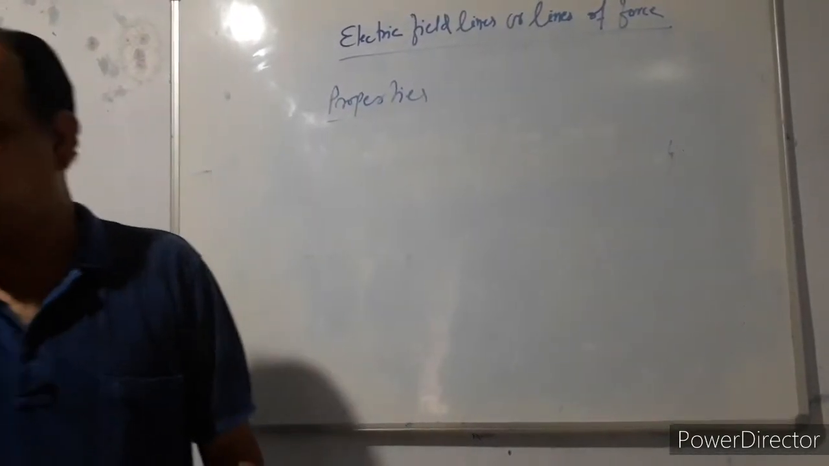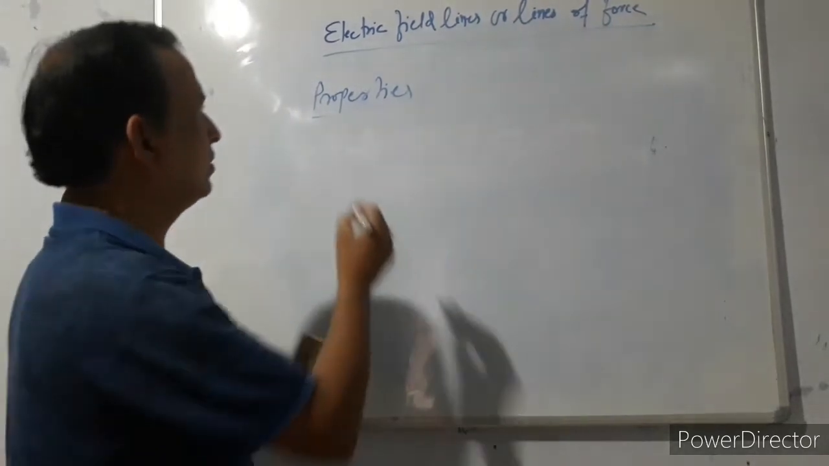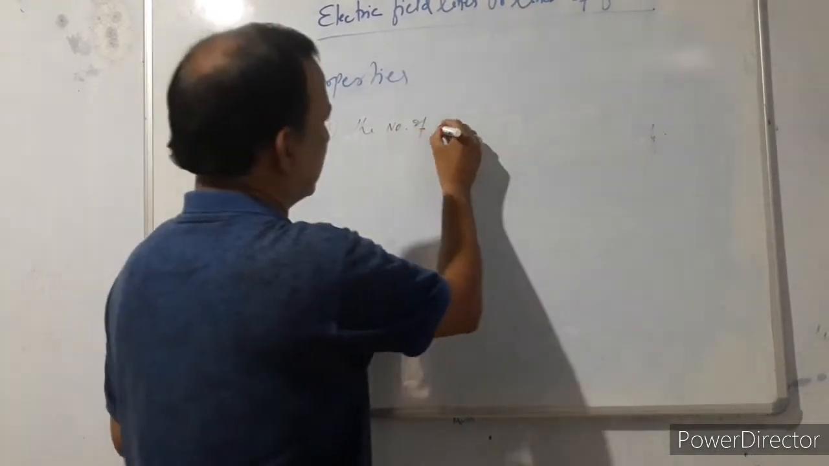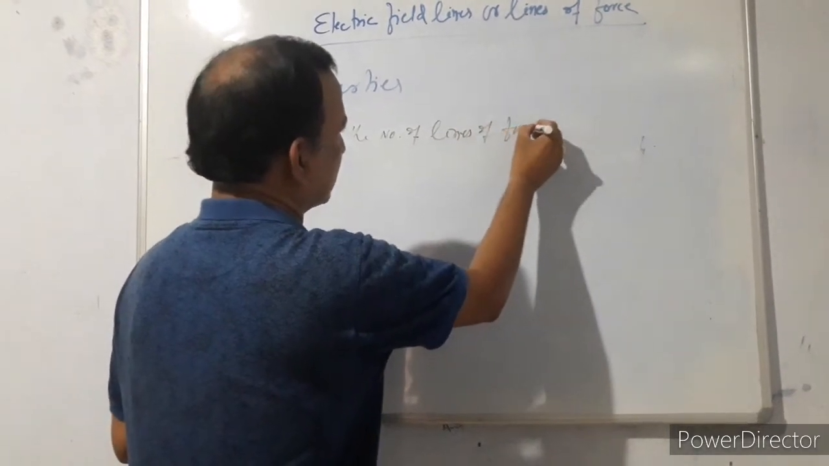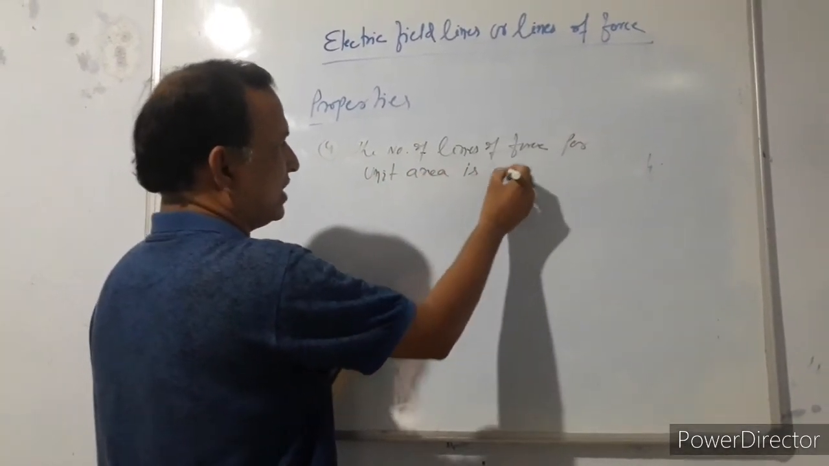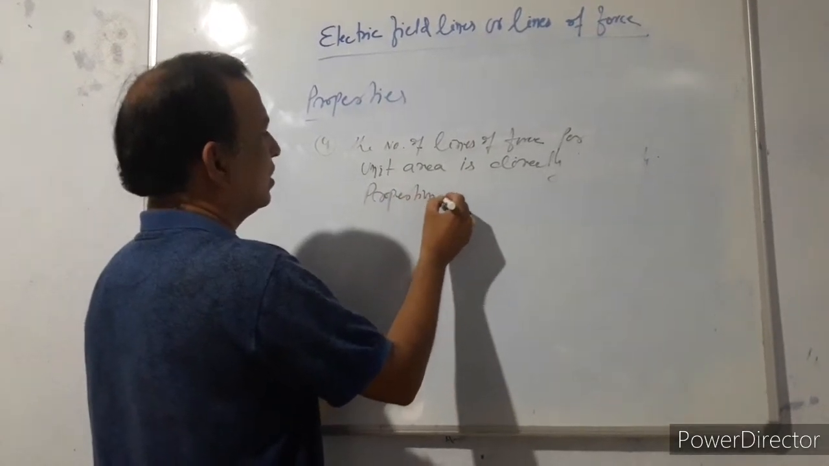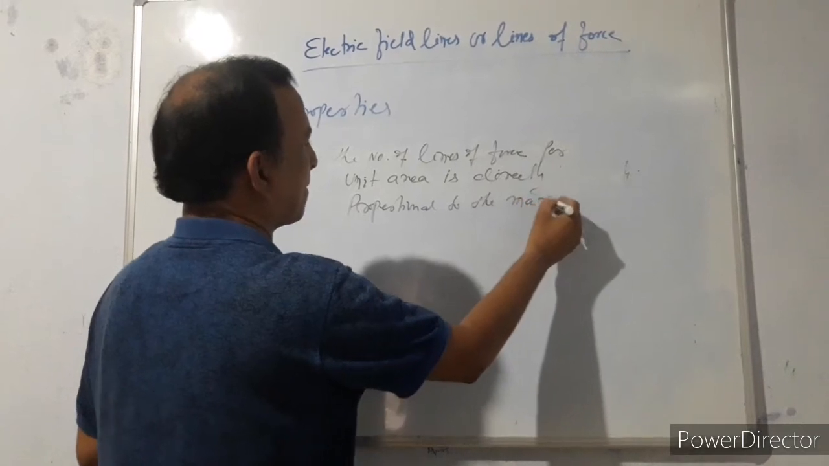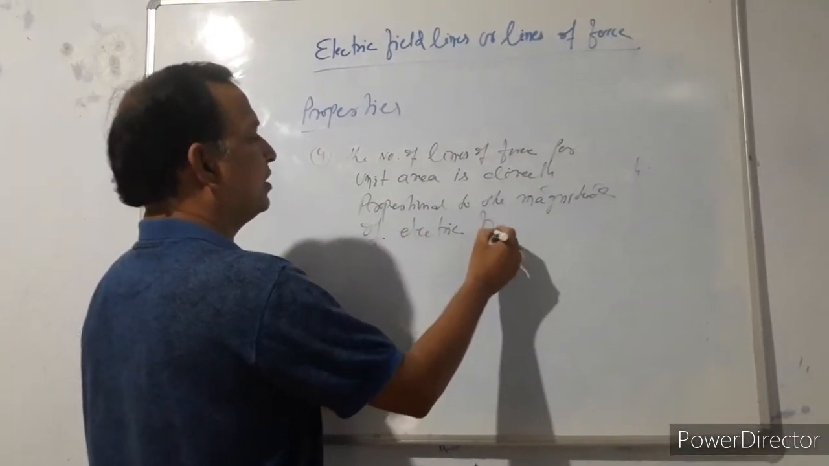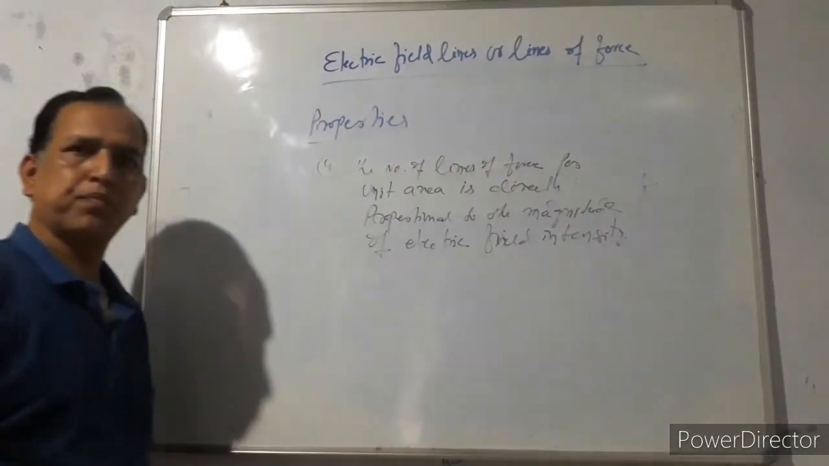Fourth point. The number of lines of force per unit area is directly proportional to the magnitude of the electric field intensity.